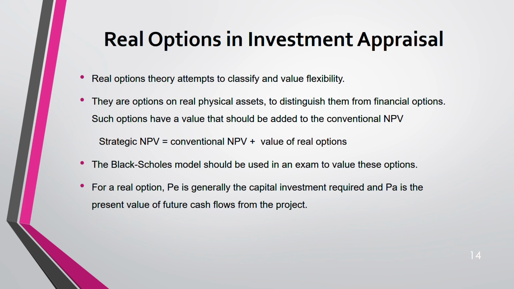PE is for capital investment required. PA is the present value of the future cash flow, because here you will not get the share price and all those things for a real option. Present value of future cash flow. Let's say if you want to delay a project, or if you want to expand after 2 years, what is the present value of that future cash flow? That is PA. Be very careful what you are using in PA and PE for a real option. That's the only difference.